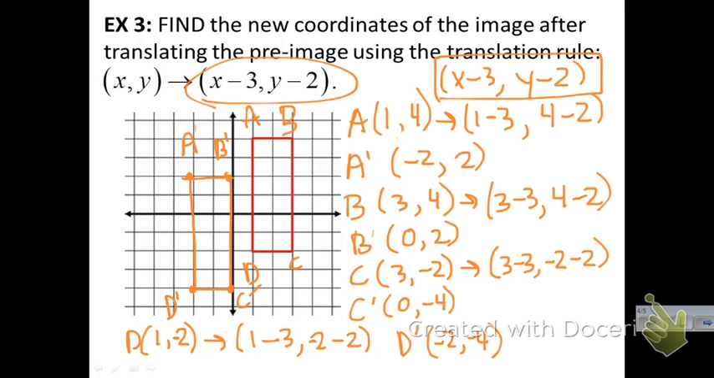It is a translation, it's been slid over, it's still congruent, and that's important that we keep the same shape and size by a translation.